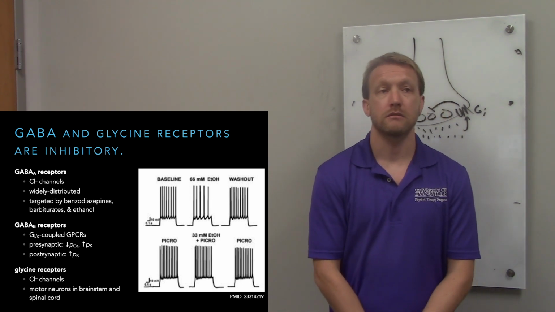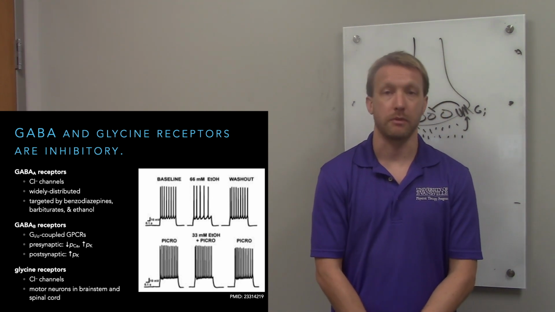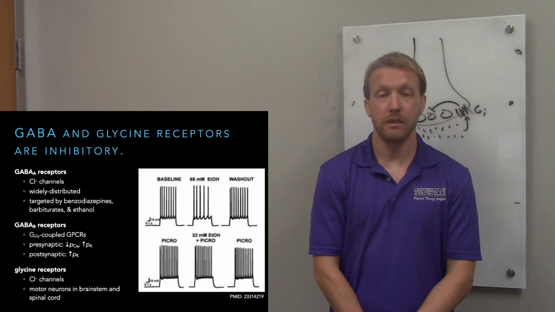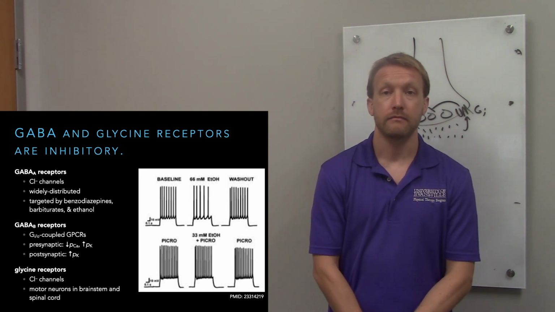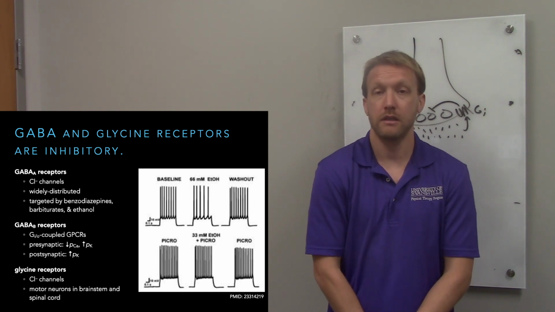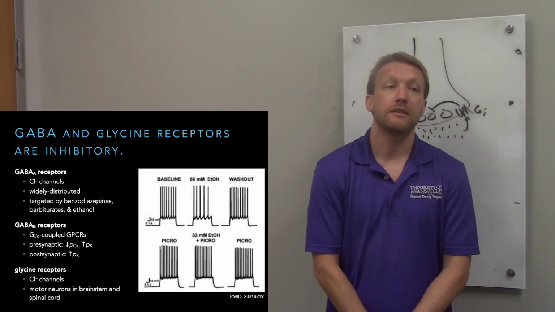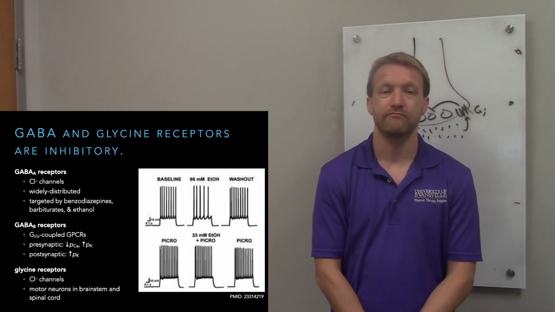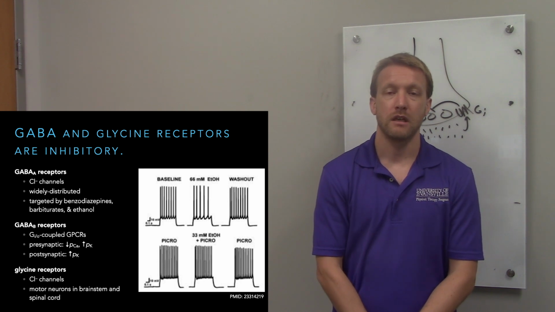There are other targets, benzodiazepines, barbiturates. All of them act on GABA-A receptors, stimulating them and bringing neurons closer to rest because they're using chloride channels. The same thing is true for glycine. Different distribution, different drugs act on it.